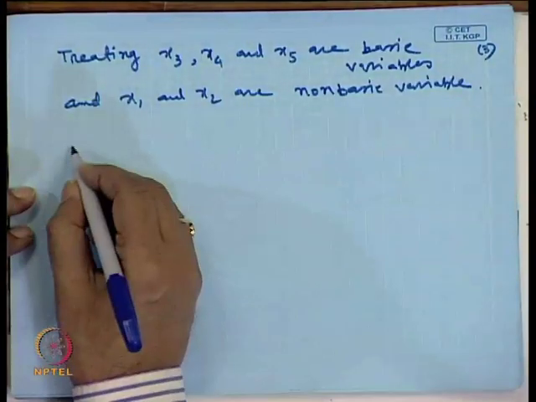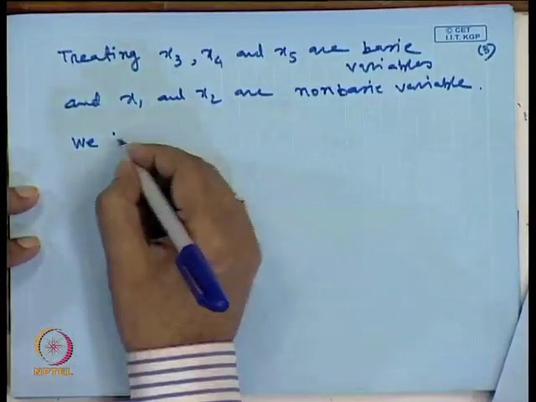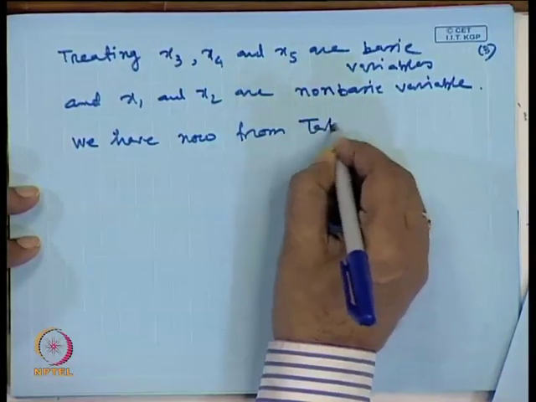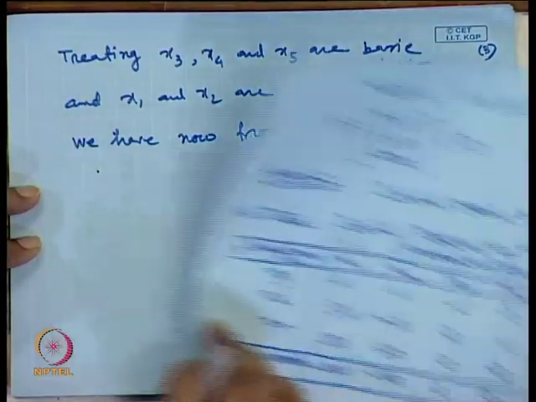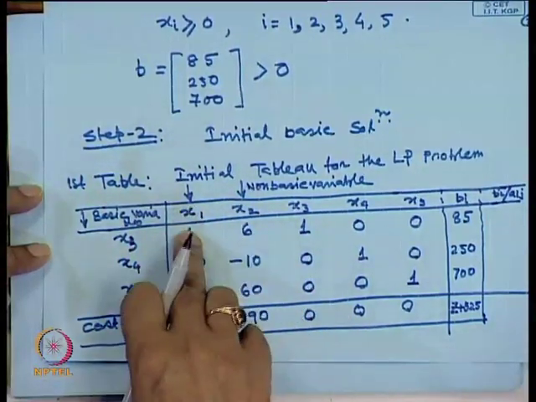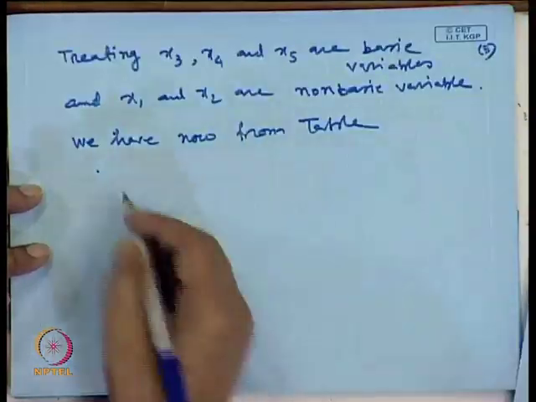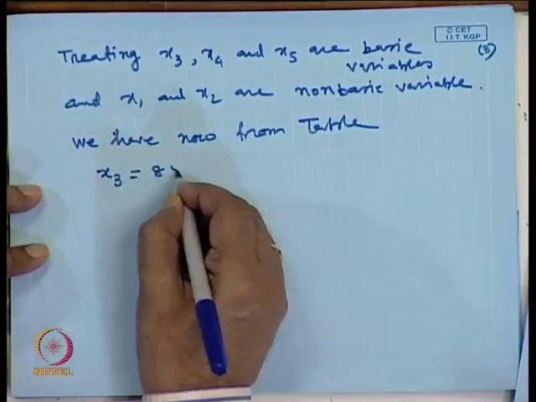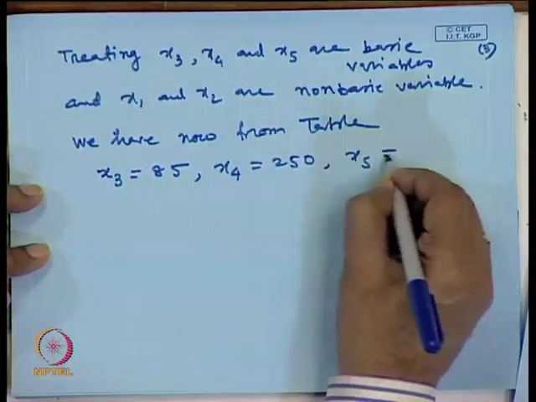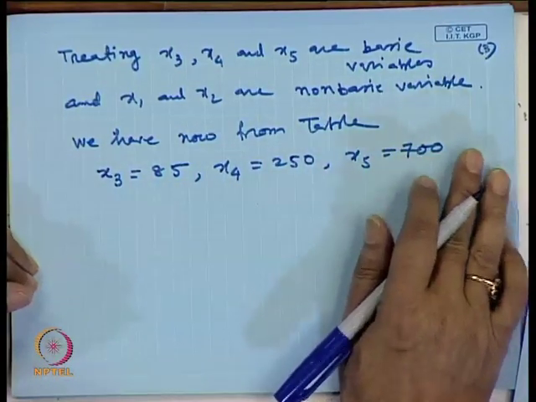Then, from the table, I can write, what is our x3? You see x3 value is, there is 1, this coefficient is 0, 4 into x1, plus 6 into x2, x1, x2 value is 0. So our x3 value is 85. Similarly, x4 value is 250, similarly x5 value is 700. Okay? So these are the basic solution of that one.